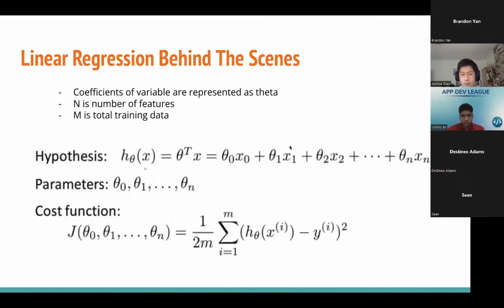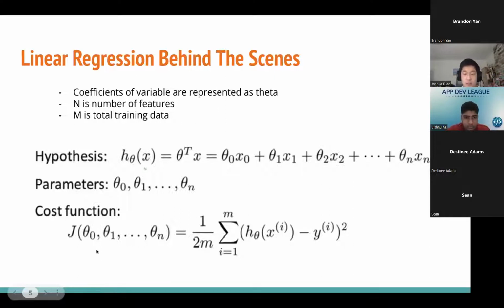So x are the parameters. As discussed before, size of the house, how many bathrooms, how many rooms. We can have an infinite amount of x. And as I discussed, the coefficients are the theta. I have said here n is equal to the number of features. Features is basically the number of parameters. And we have here that m is the total training data.